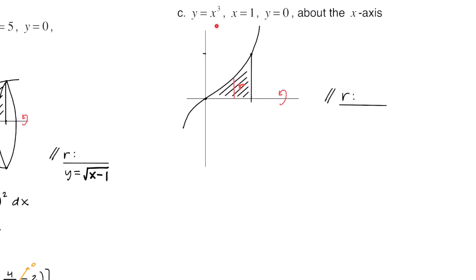In this example, we have y equals x cubed, x equals 1, and y equals 0. So we're talking about the region that's bounded by these three equations, and we're rotating that region about the x-axis.